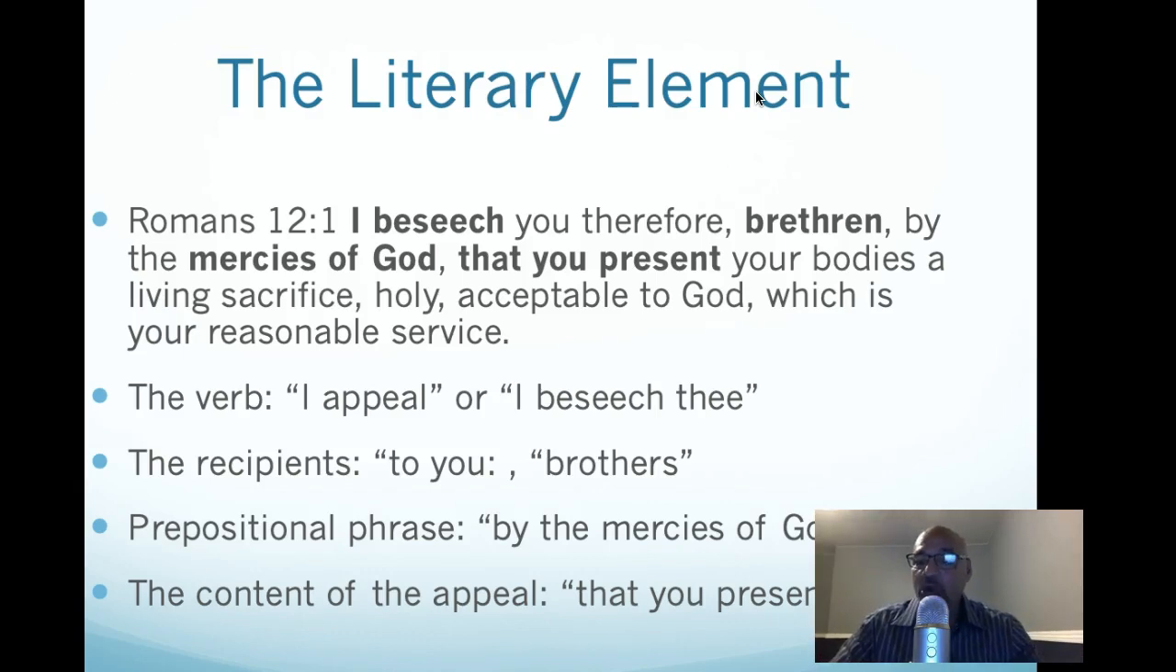Now we're going to look at another, different letter. But it's an appeal letter, but it's a little stronger than that, because Paul knows how to shift gears. Again, these are letters. Now we're looking at letters. Am I reading a letter? I also want to add to you that letters are situational.